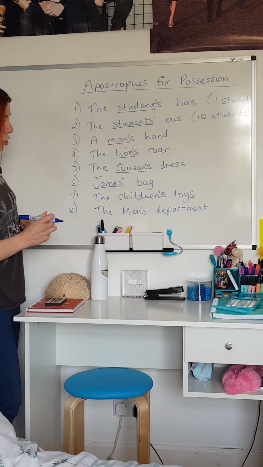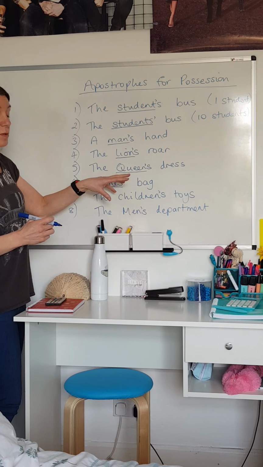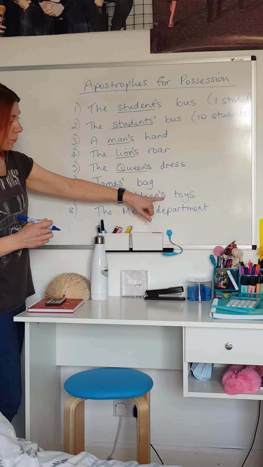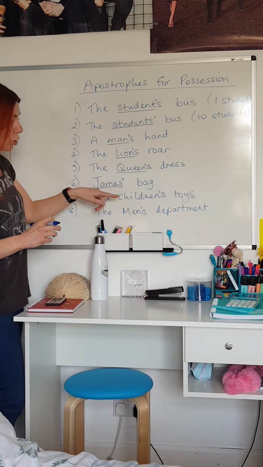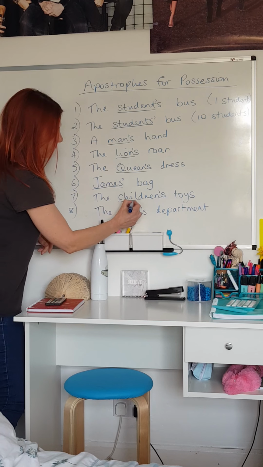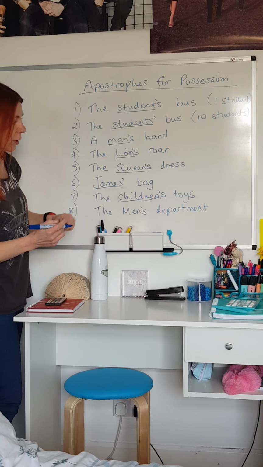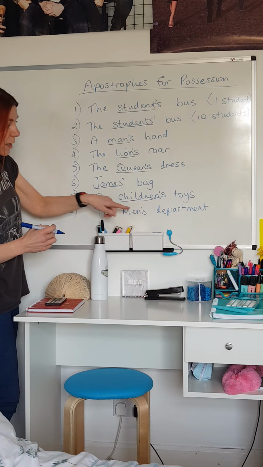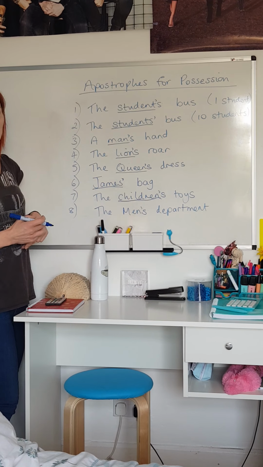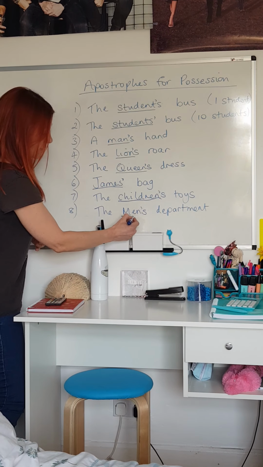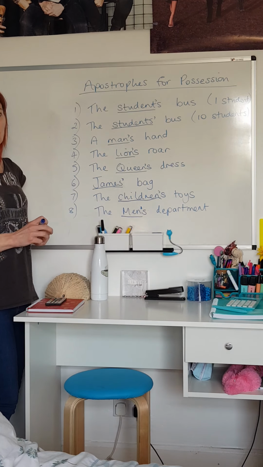The children's toys. Now, children is a plural word in itself. So even though there's more than one child, we've got the S on the end because we've got the word children's toys. Who do the toys belong to? They belong to the children, not the childrens. So we've got the apostrophe before the S. Same with this department in a shop, the men's department. Who's the department for, or who's it linked to? Well, it's linked to men. So the apostrophe comes in here before the S.